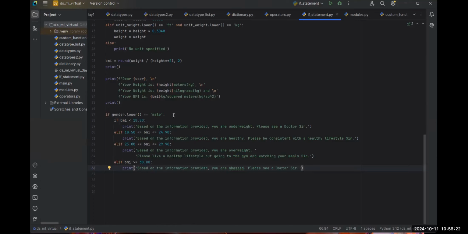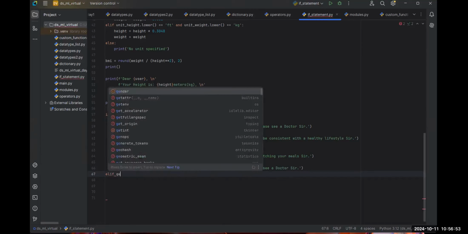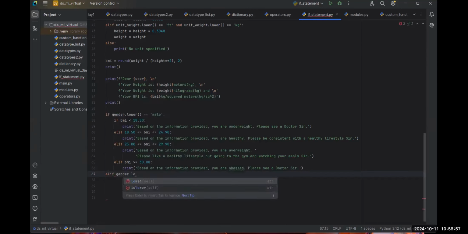If we started with if, then started with another if, elif. Now, the next one will now be elif, but it will not be here again. The elif will be in the same line with the first if. Elif, now, okay, gender dot lower. We said we are going for female now. Equal to what? Female.